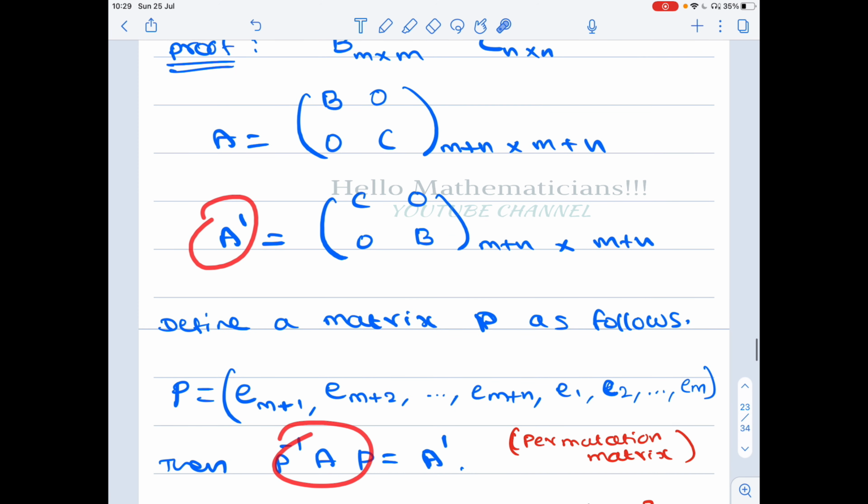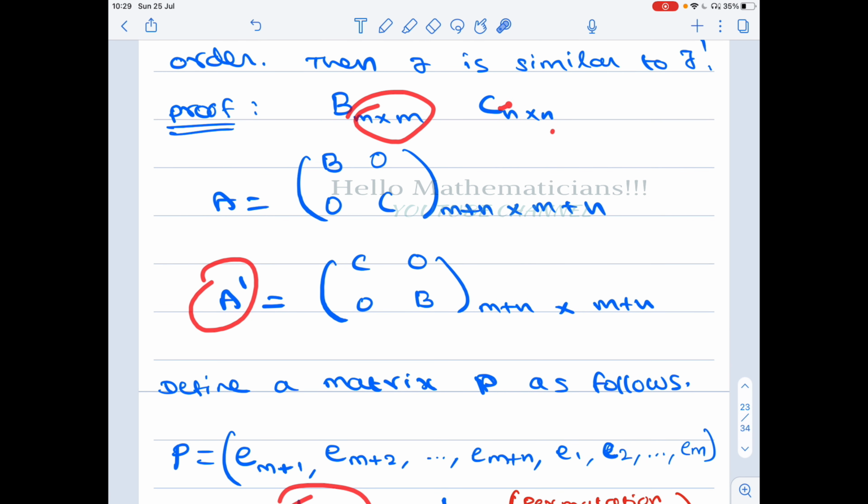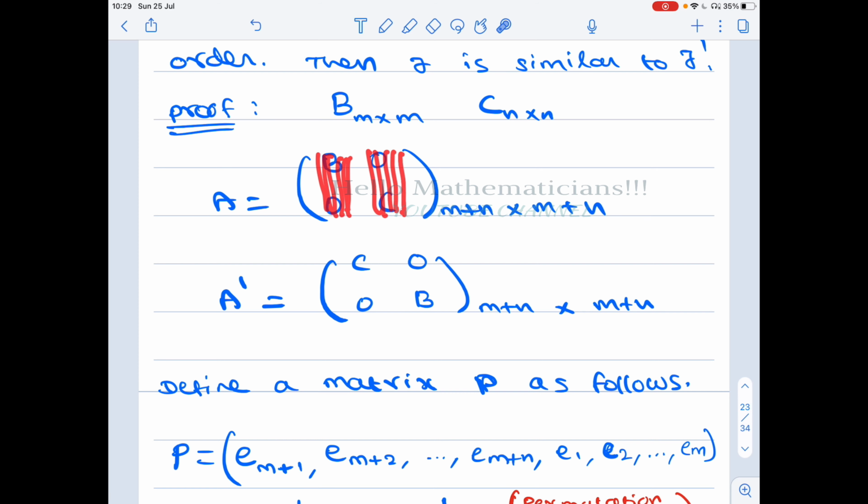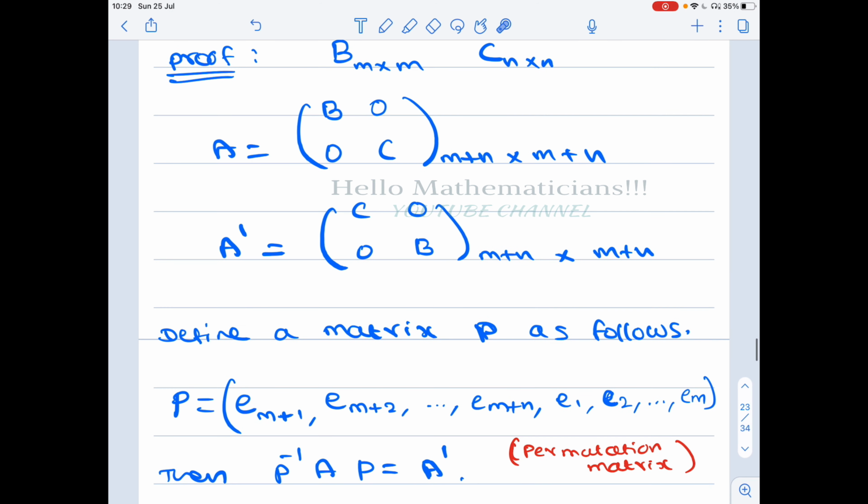So now you see this B is an M by M matrix, C is an N by N matrix, right? So this first block is an M by M matrix, so here you will have M columns. Then from the M plus 1 column, M plus 1 to M plus N columns, you will have the C block here, right? Now what do you want?